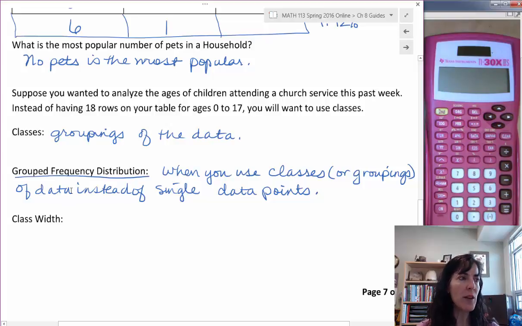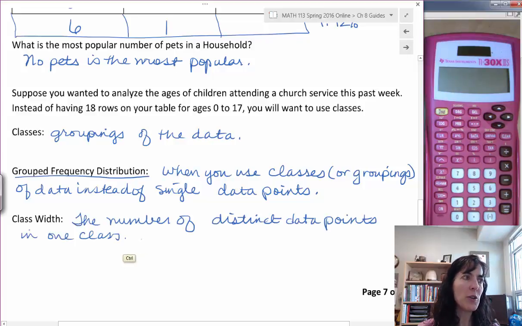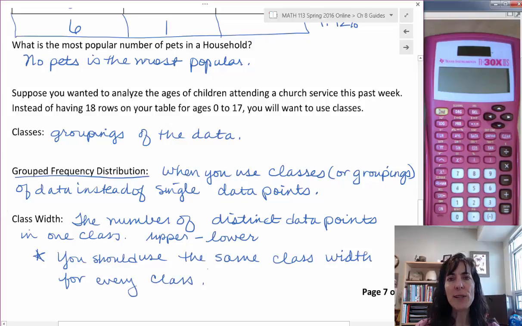The class width is the number of distinct data points that we would put into one class. You can find the class width by taking the upper minus the lower for the interval. You should use the same class width for every class.